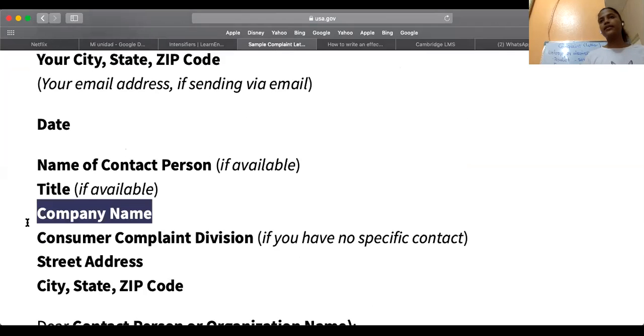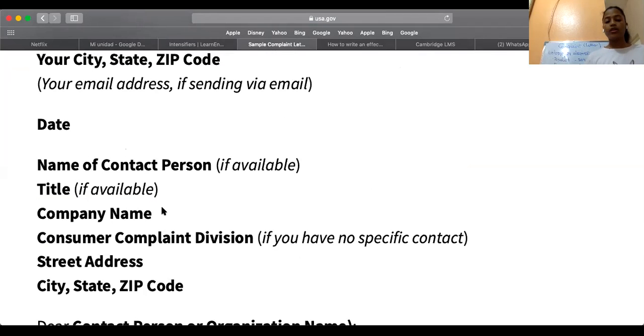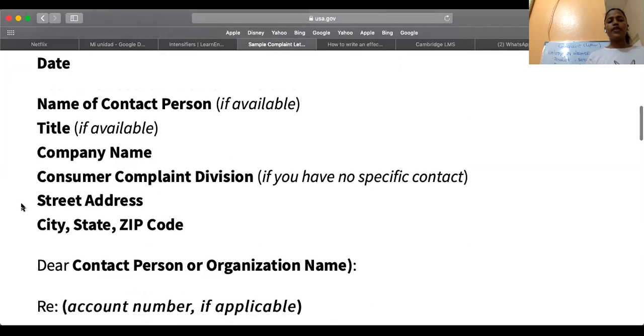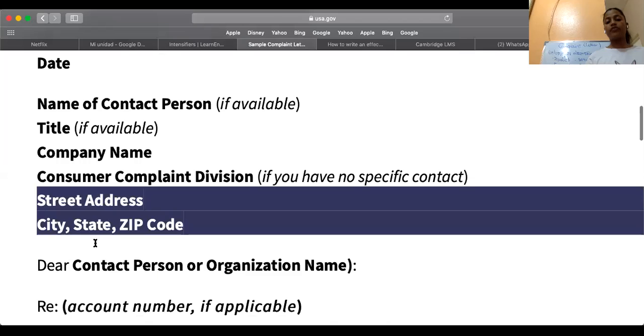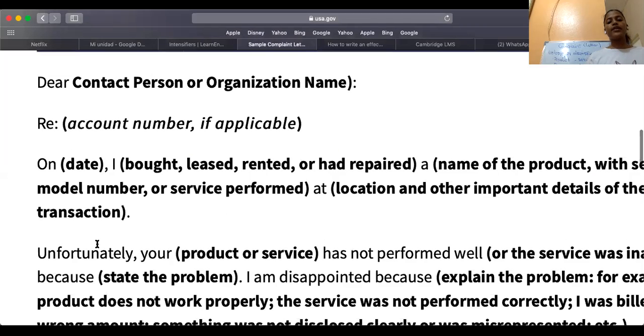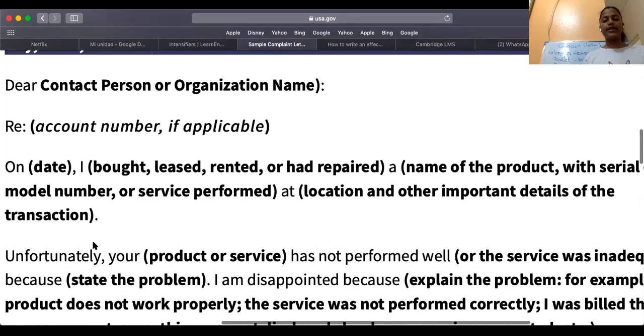For example, if it's McDonald's, McDonald's. If it's Amazon, Amazon. If it's the name of a resort, because you had a bad experience in a resort, then you have to put the name of the resort. You can put the address of that place, not mandatory. And here is where actually the letter starts.